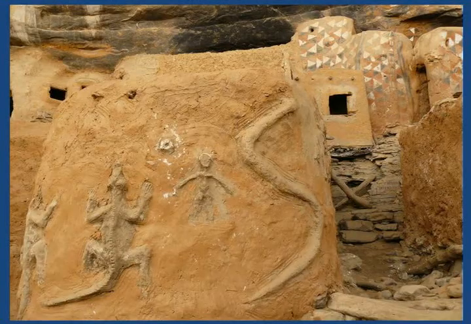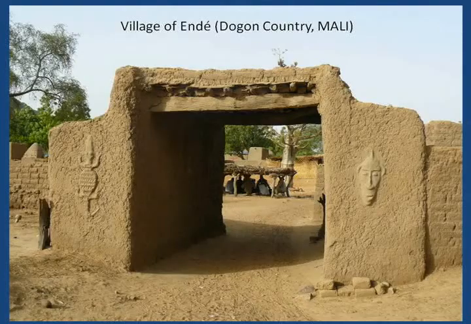This is a totem here. This is what they call a totem. This is actually the animistic place of worship. Lizards and snakes are definitely important figures in terms of their spiritual deities. So here you have animism combined with Islam, and in some cases Christianity as well.